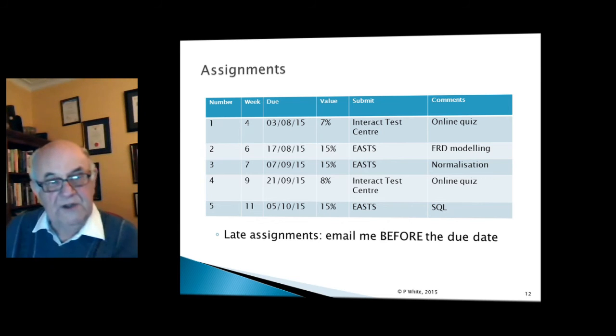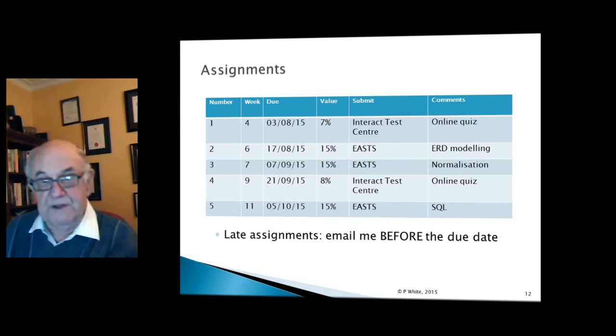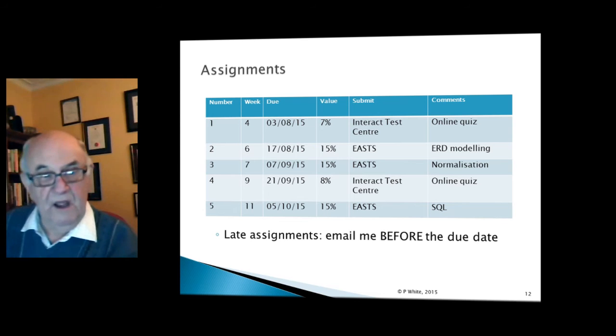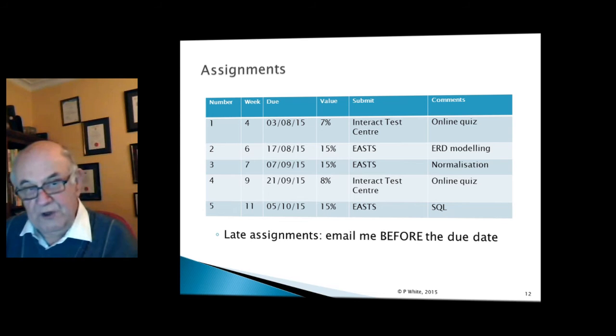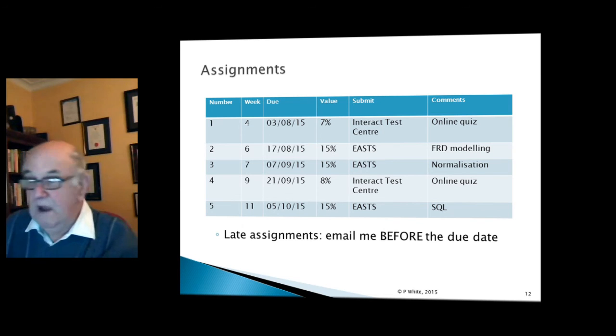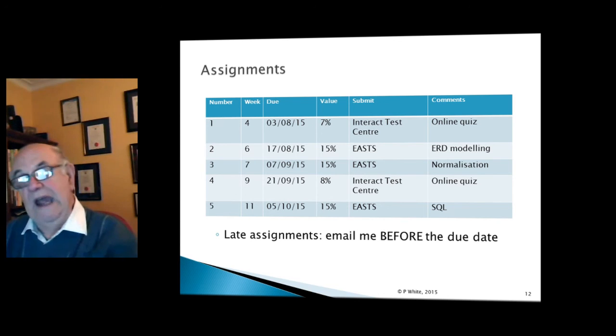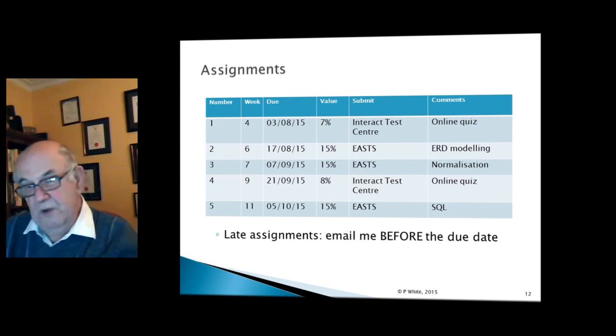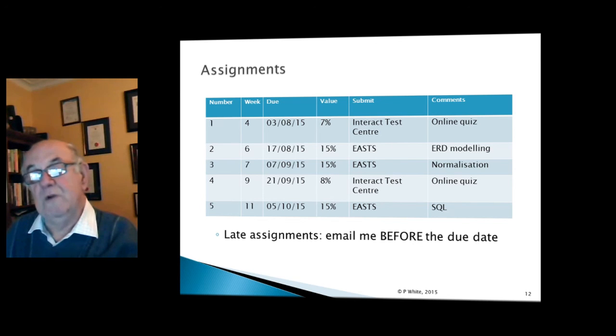Assignment 3 is due on the 7th of September, and this is an assignment on normalisation, again a fairly large assignment at 15%. Assignment 4, another online quiz, due the 21st of September, worth 8%, and then the final assignment, assignment 5, due the 5th of October, again worth 15%, and this is on SQL queries. So there are the assignments, all of them quite manageable, but you have a number of assignments right throughout the session in order to keep up with it.